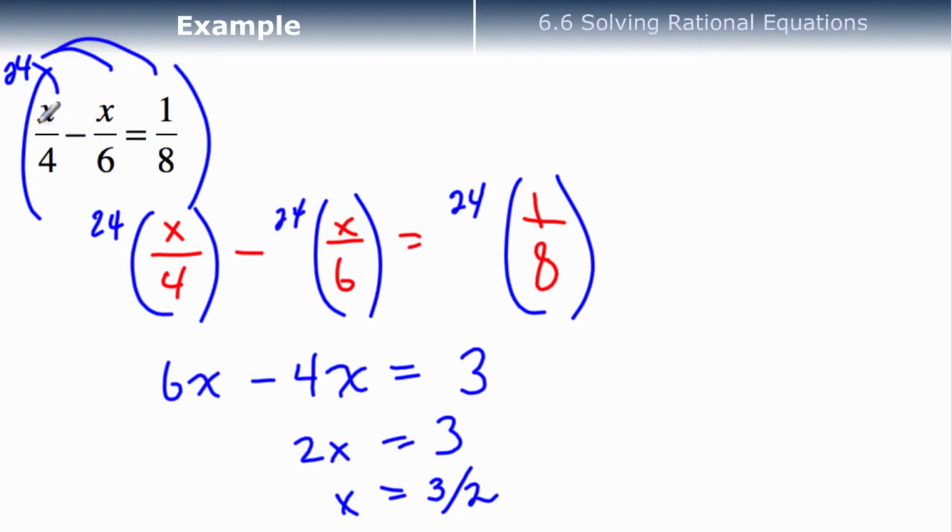Again, if you plug it back in there, use your calculator. 3 halves divided by 4, minus 3 halves divided by 6, and see from that if you actually come out to 1/8. If you do, then you know that your answer is right.